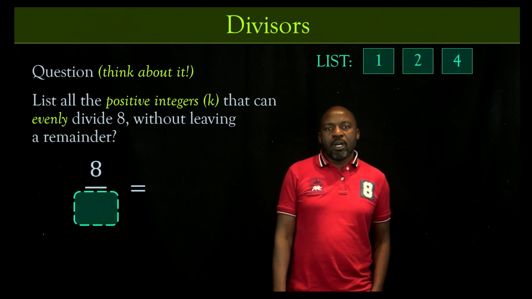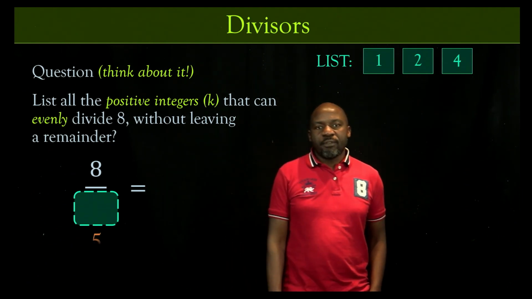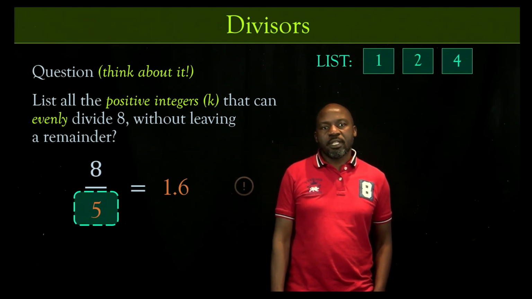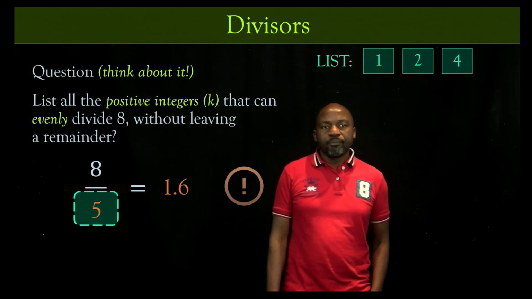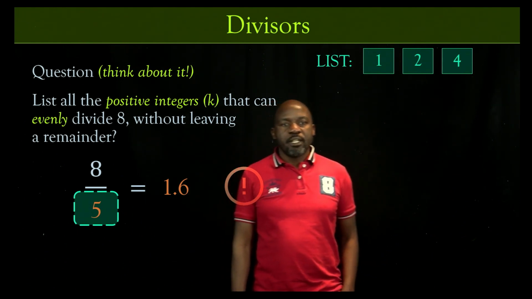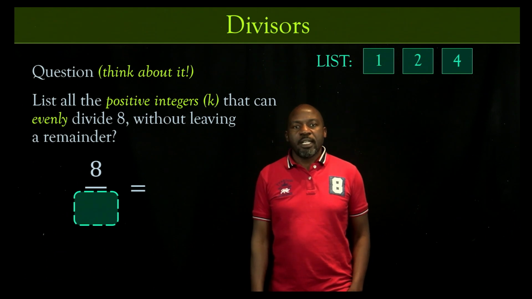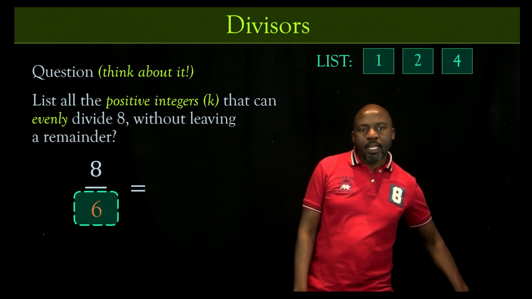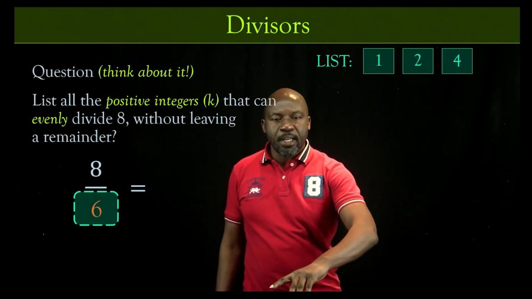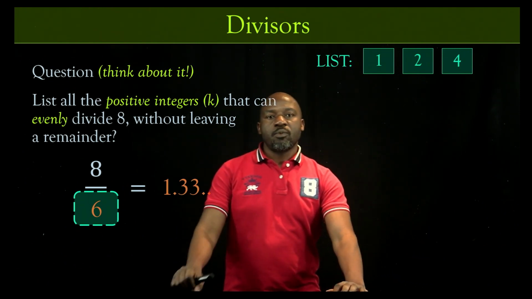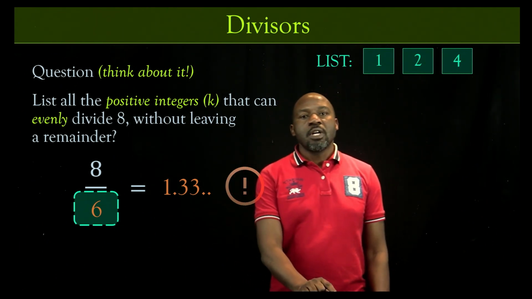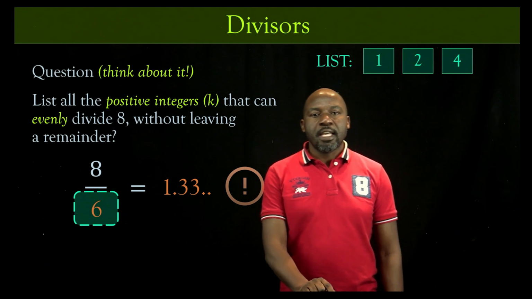And lastly, well, not lastly, that was 4. How about 5? If we divide by 5, again you can see that that's going to give me 1 point something, which means it's a remainder. Alright, 5 is therefore not a divisor of 8. Similarly, 6 is not a divisor of 8 because 6 will also be 1.33. We have a decimal number left behind, so 6 is definitely not a divisor of 8.